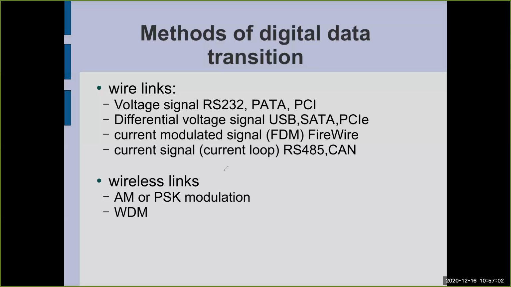So let's try to focus on what the differences are between them. If we have voltage signaling, I have a single transmission line, and here I have a ground level. Data are transmitted and received with respect to something which is called a ground, so the common potential.